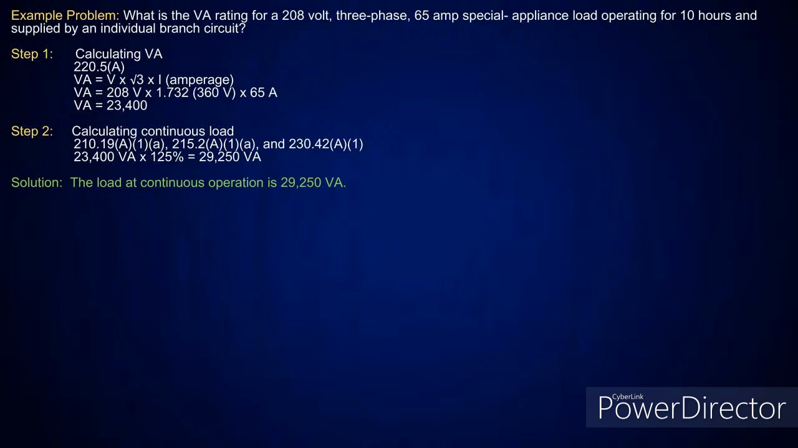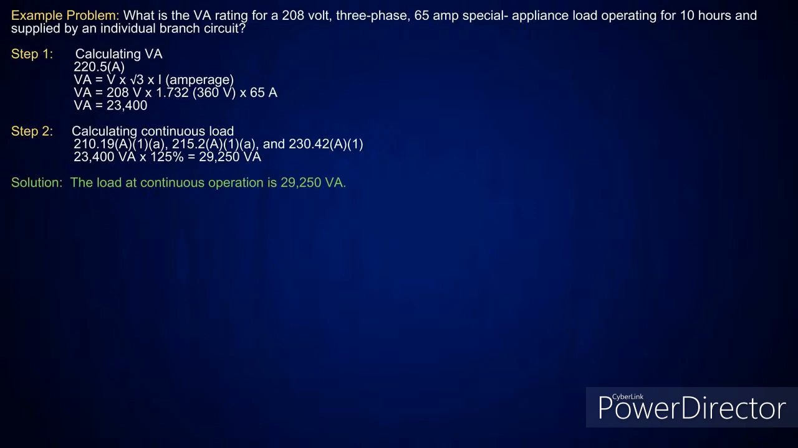So the first thing I need to do is calculate this and put it in VA form. We did this when we first started all of this. We did the basic calculations, and I showed you how to get everything in VA form. So just take your voltage. In this case, it's 3-phase, so I have to multiply by 1.732 and we have 208 volts. That gives me 360 volts, and then just multiply it by the amperage, and there's your VA of 23,400. You've got your VA for the special appliance load.